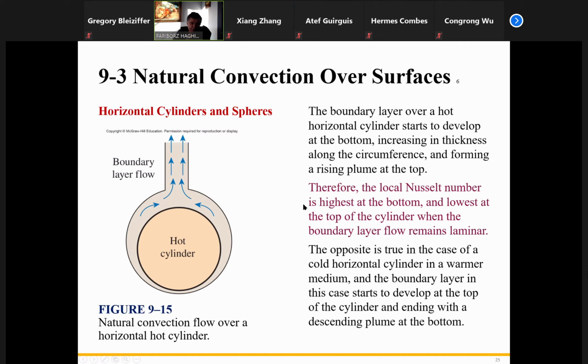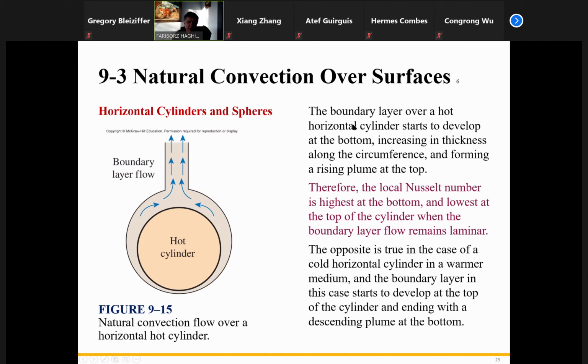Again, please put the writing here. As you look at this picture, try to relate it to the physical phenomenon. For a hot horizontal cylinder, the boundary layer starts to develop at the bottom. Here is a pipe. Here is the room air. This is hot. The air close to here becomes warmer. Therefore, here the boundary layer is thin. As it moves along the pipe, the boundary layer becomes thicker, thicker, and goes all the way, and then leaves here.